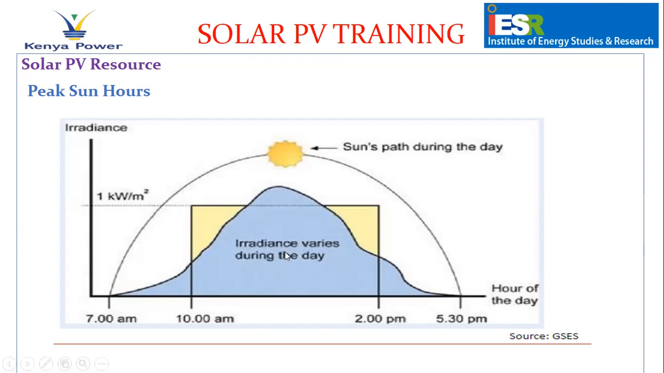And then around midday here, that's when we have the maximum power obtainable from the solar resource. And that one would be 1 kilowatt per square meter, or 1,000 watts per square meter. So I want us to take 1 minute and have a look at this curve before I say 2 things about it, and then we move to the next thing.